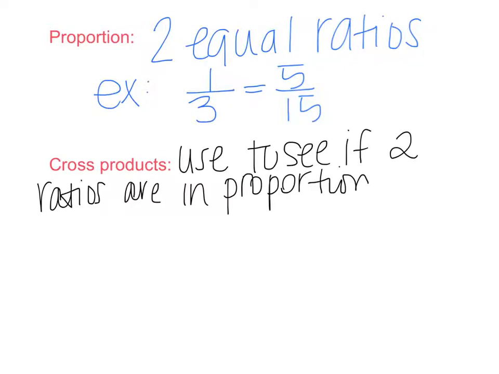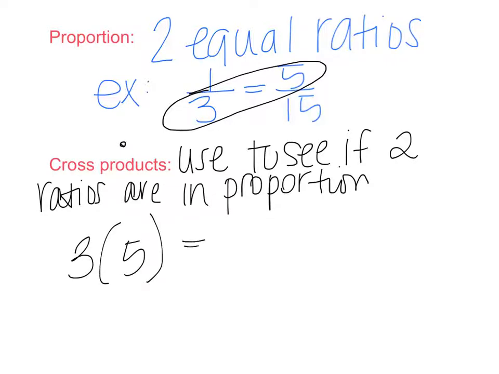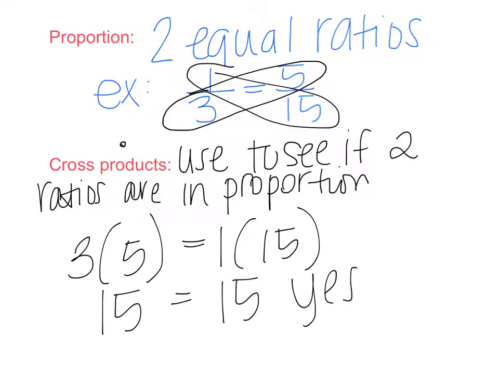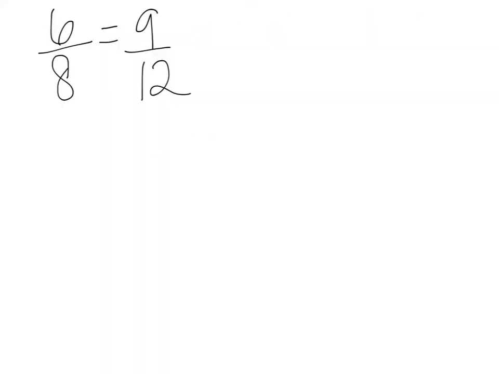The second one is cross products, and cross products is what you're going to use to see if two ratios are in proportion. So for example, if we look at cross products, we're looking from top to bottom. Product means multiply, so we're going to do 3 times 5 and see if that equals 1 times 15. Well, 3 times 5 is 15, and 1 times 15 is 15, so yes, these are in proportion.